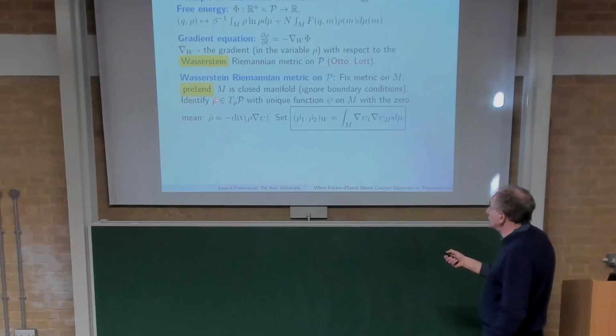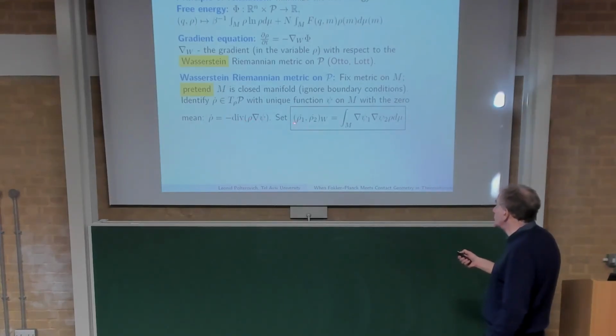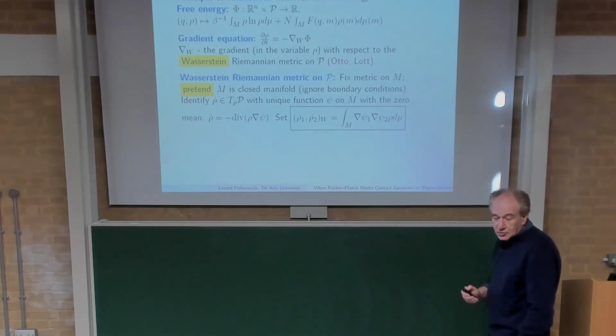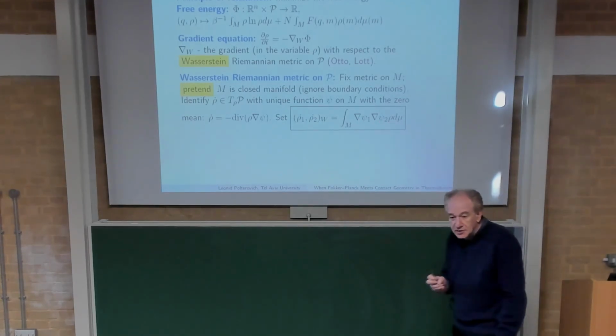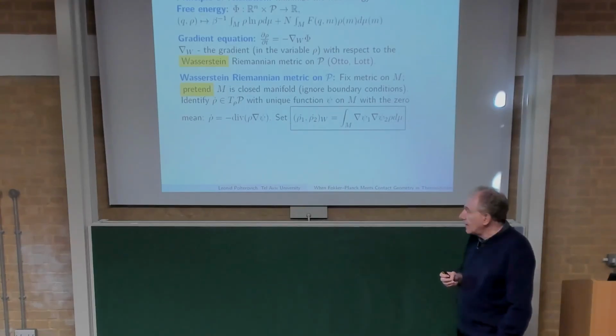So you identify rho dot with a unique function psi on M with zero mean, so that rho dot equals minus divergence of rho gradient psi. Okay? And so then you just set the product of rho 1 dot and rho 2 dot in the Wasserstein metric to be the integral over M of gradient psi 1 times gradient psi 2, rho d mu. So this is the Wasserstein Riemannian metric.